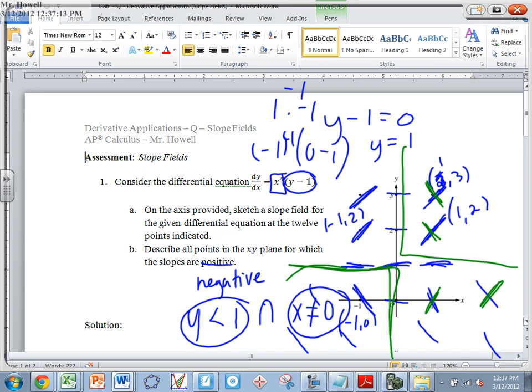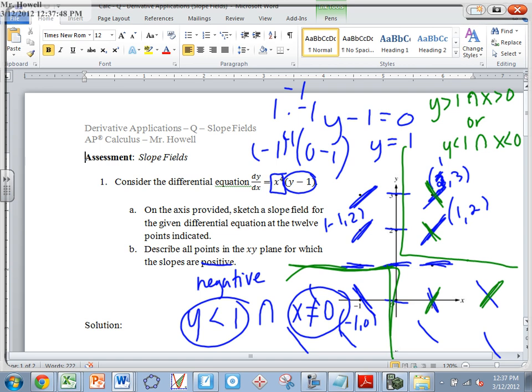This region here is described by y less than 1 and x less than 0. This region up here is everything bigger than y equals 1, so y is greater than 1 and x is greater than 0. So for an answer like this, you would have your two conditions with an "and", then you'd have the word "or", and the other two conditions with an "and". So this region would be y is greater than 1 and x is greater than 0, or y is less than 1 and x is less than 0.